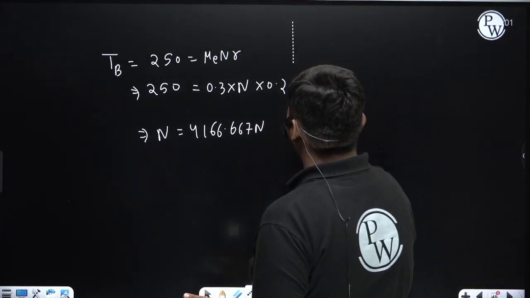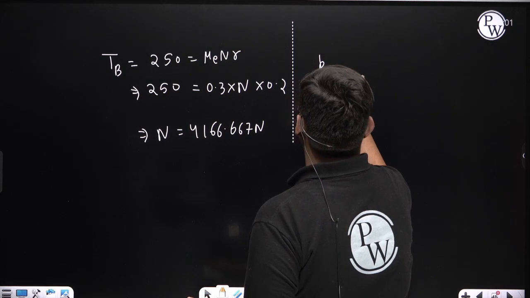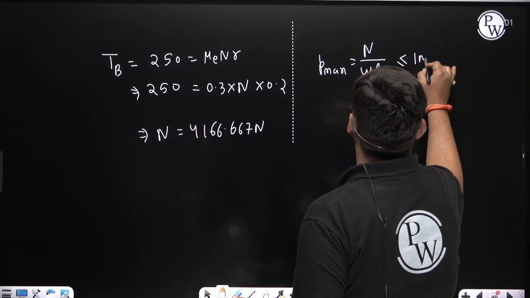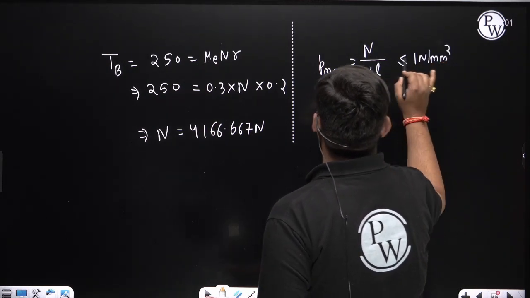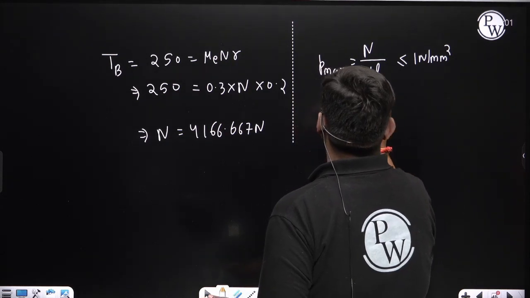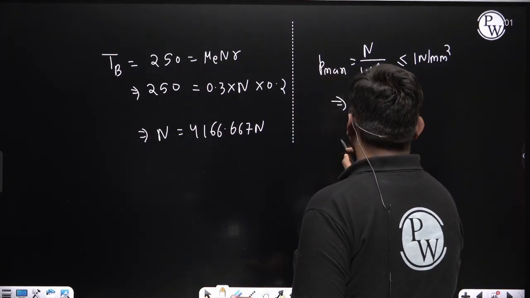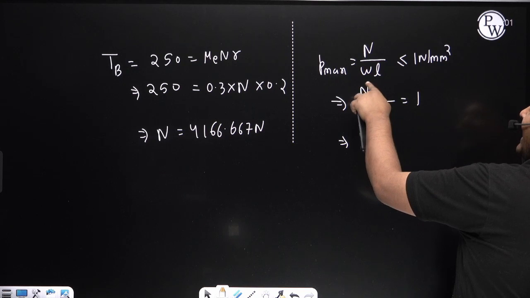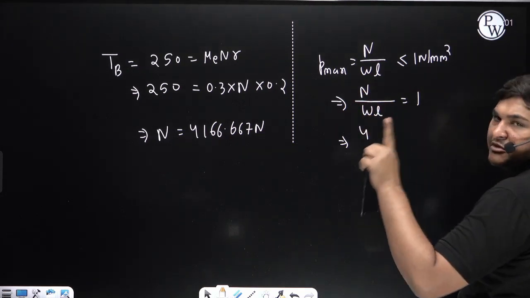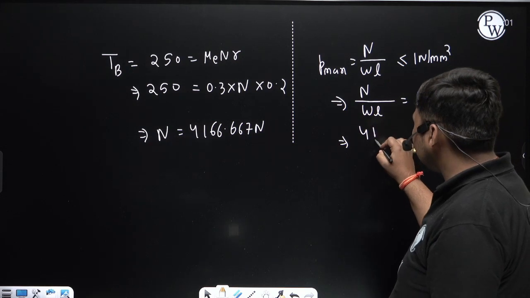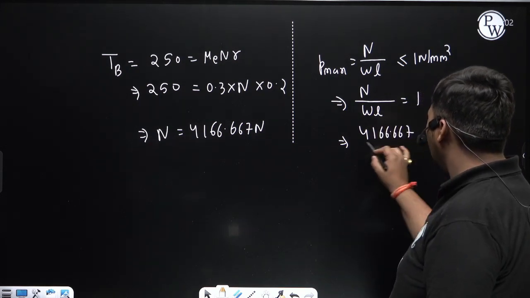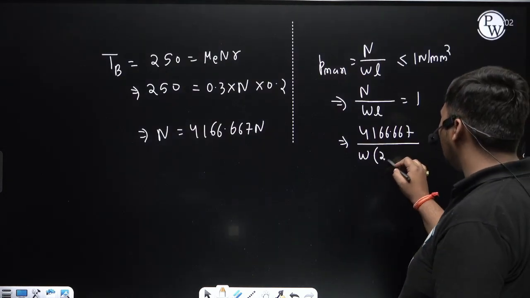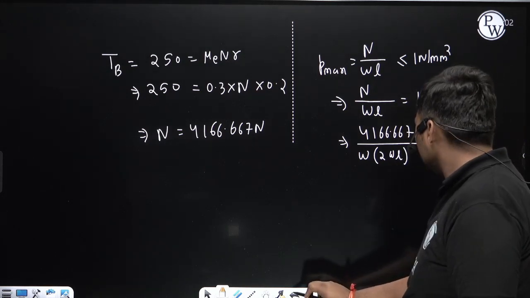Now P max is equal to capital N upon WL, which must be less than or equal to 1 Newton per mm square. To find the limiting value, we will equate this with 1. So it will be N upon WL equal to 1. Now N is 4166.667. Pressure we are taking in Newton per mm square, so we take N in Newton and WL, that is this area, in mm square. So N in Newton is 4166.667 upon W, and length is twice of W, so we can replace L by 2W.